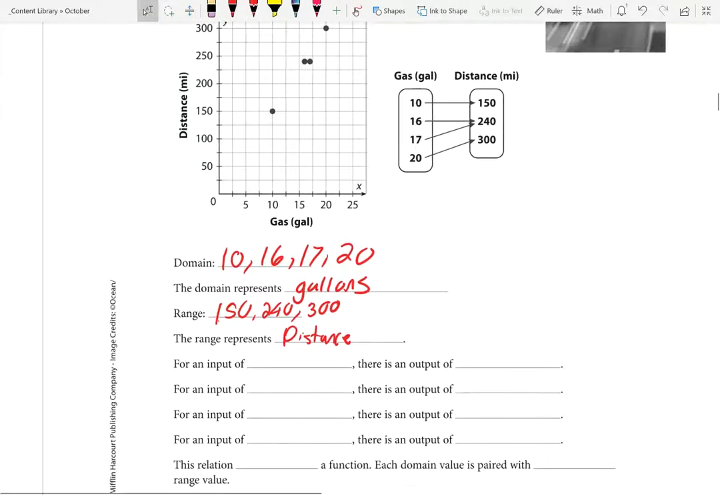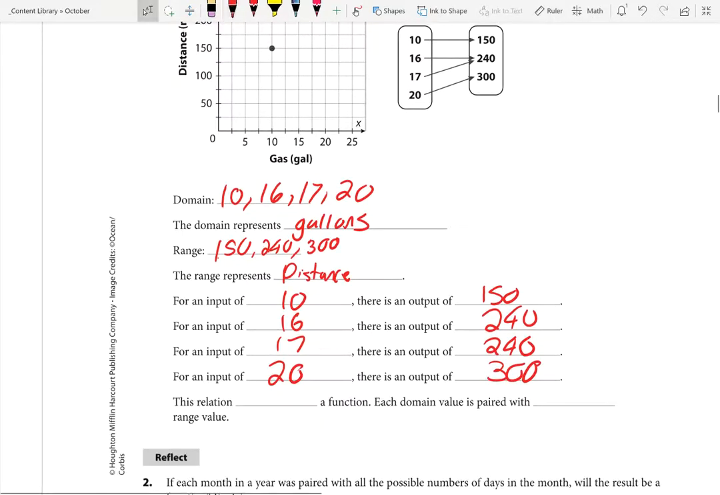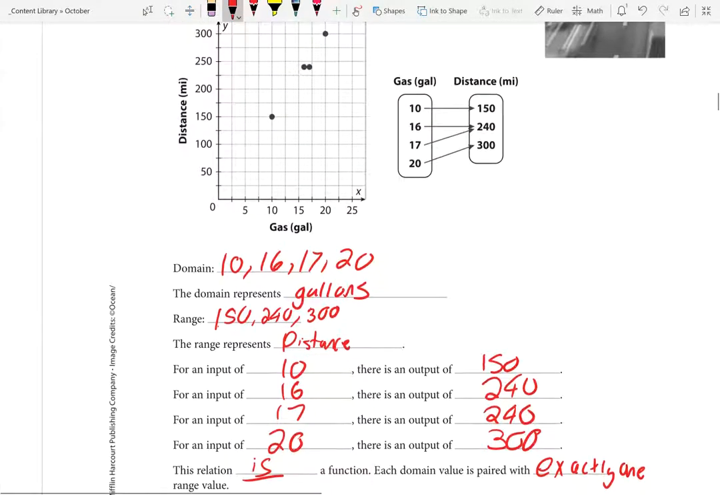Now, for an input of 10, there's an output of 150. For an input of 16, there's an output of 240. For an input of 17, there's an output of 240. And for an input of 20, there's an output of 300. The relation is a function. Each domain value is paired with exactly one range value. Now, you might be wondering, what do you mean?